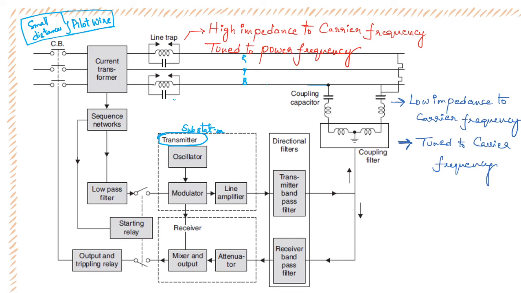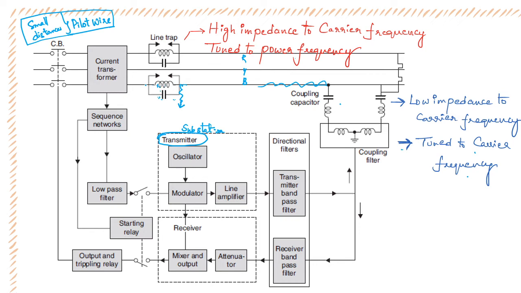Now these are basically tuned to the carrier frequency, so they will allow the carrier signals, and those will be propagating throughout these power lines only. Now they will come over here, and at this point we have a parallel RC circuit. This parallel RC circuit will offer high impedance to the carrier frequency, so there will be a diversion. All the carrier signals will be collected there itself, meaning they have reached the destination, because this RC circuit is basically tuned to power frequency only.